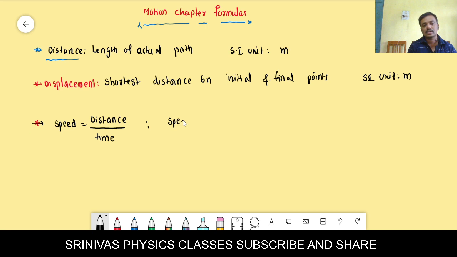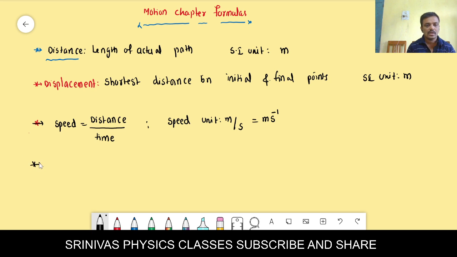Speed unit is what? Speed SI unit: distance by time. Distance unit is meter, time unit is second. Meter by second. We can also write this as meter into second inverse. 1 by second goes to second inverse.